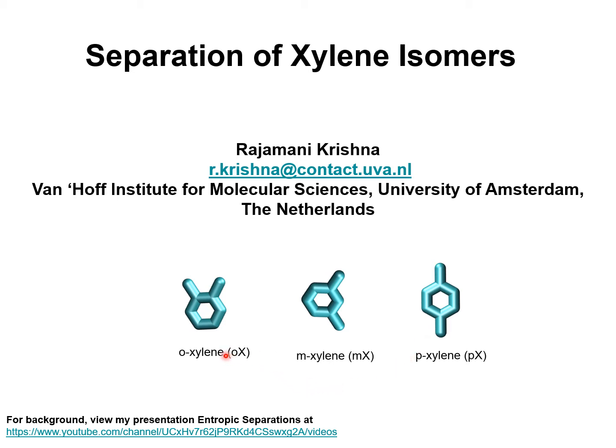Ortho-xylene is oxidized to make phthalic anhydride, which is used to make phthalate plasticizers. Meta-xylene is oxidized to produce isophthalic acid, which is used in unsaturated polyester resin.